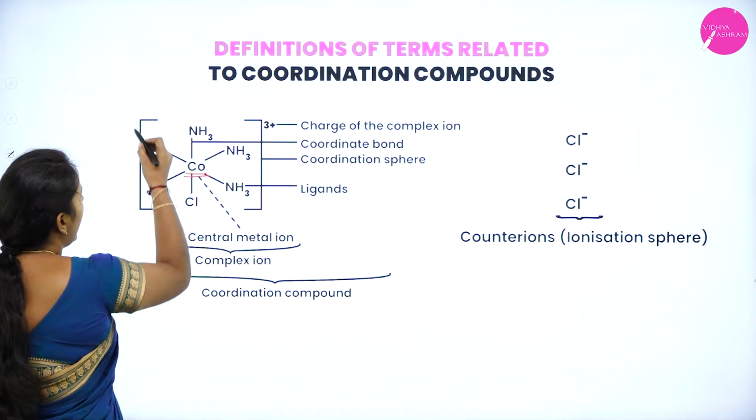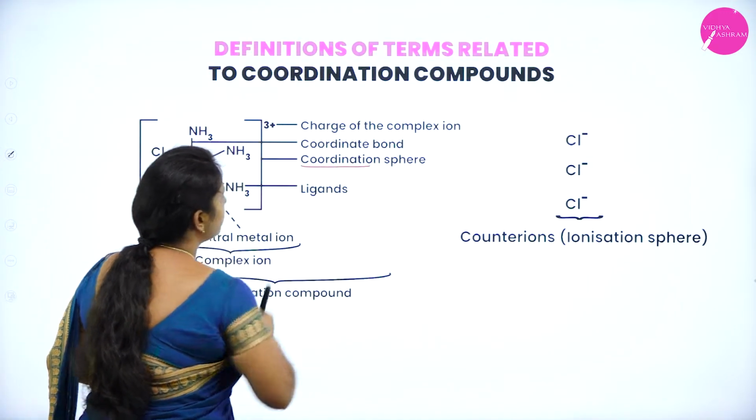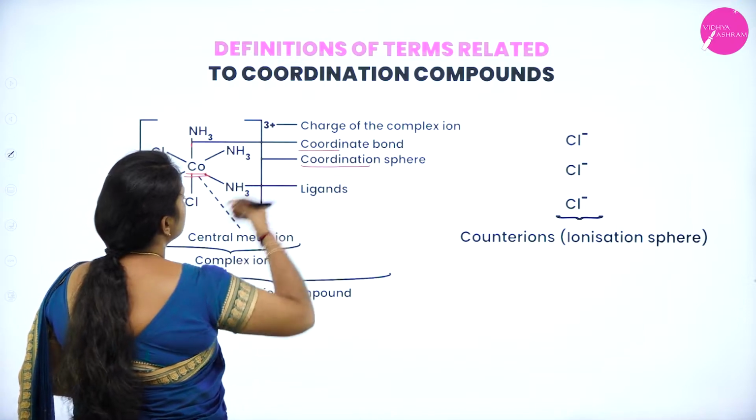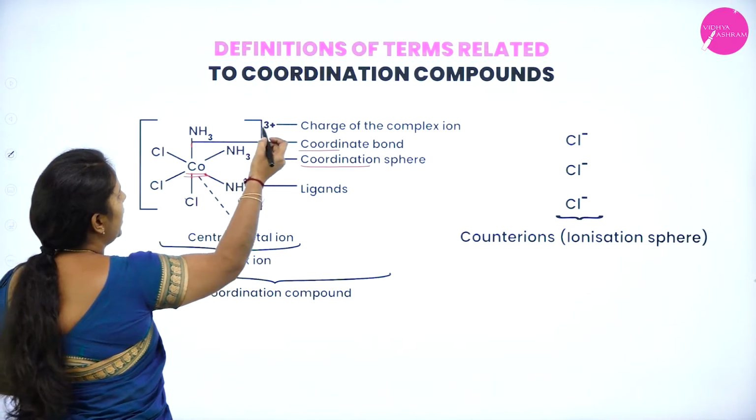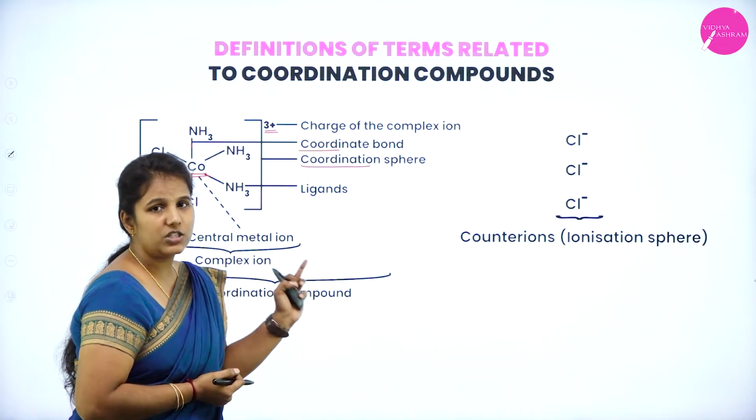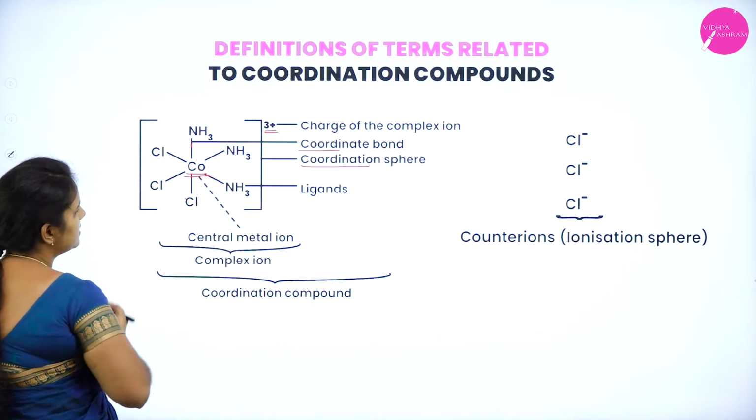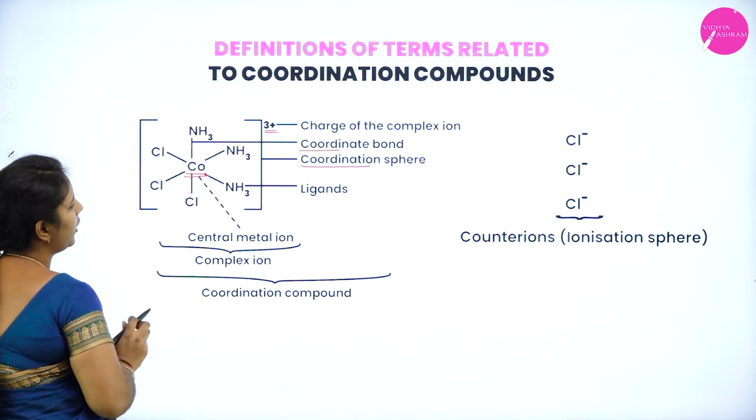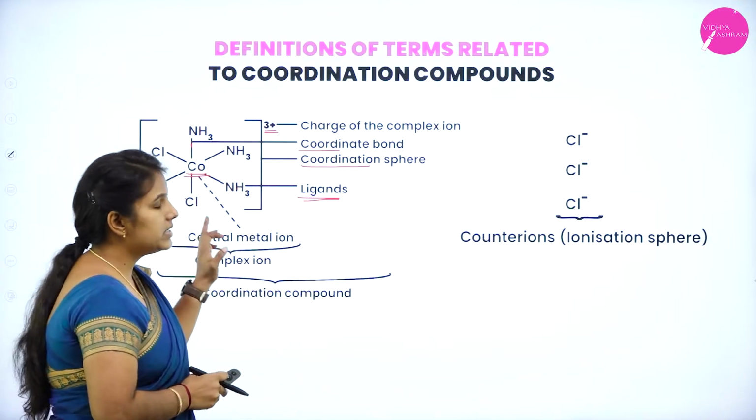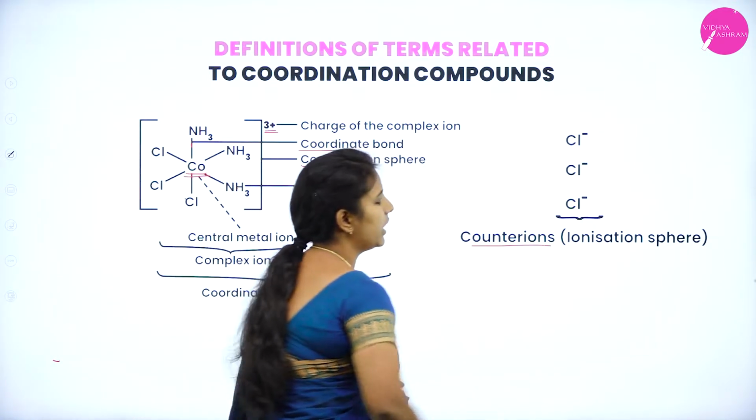Here you can see that we have represented it with a bracket, which is known as the coordination sphere, and between these two you have 6 bonds. They are known as coordination bonds, and outside of this sphere we have represented 3 plus. It is known as the complex ion charge, or the charge on the complex ion. And this is my central atom surrounded by 6 different ligands. Ammonia is a ligand, whereas the 3 chloride ions are known as counter ions.